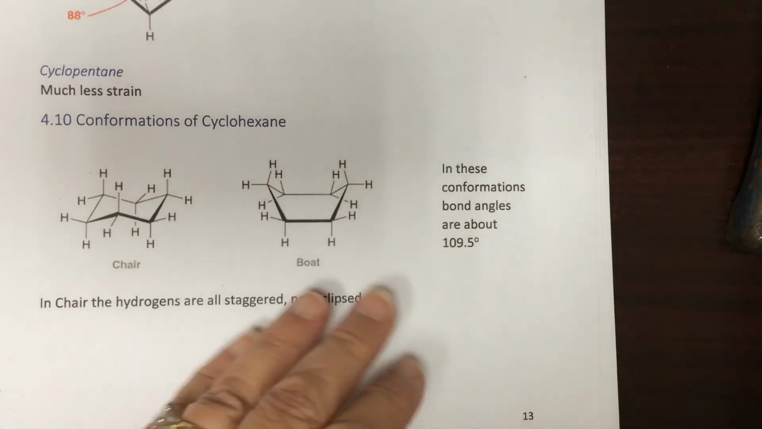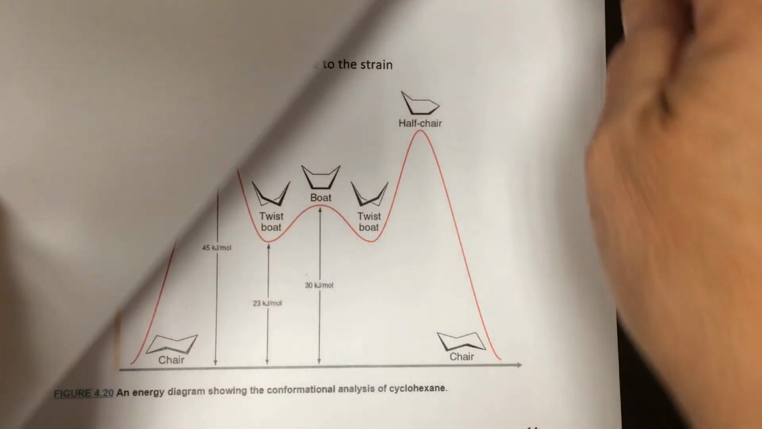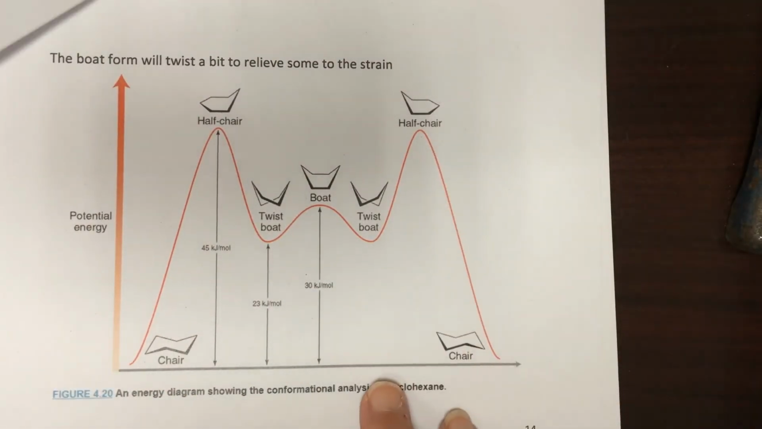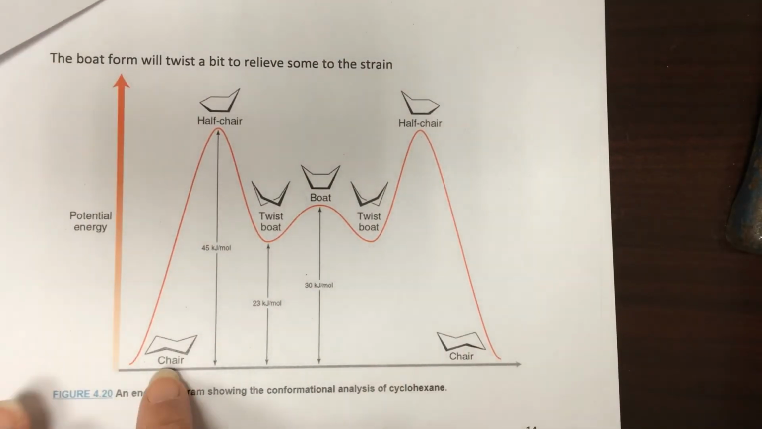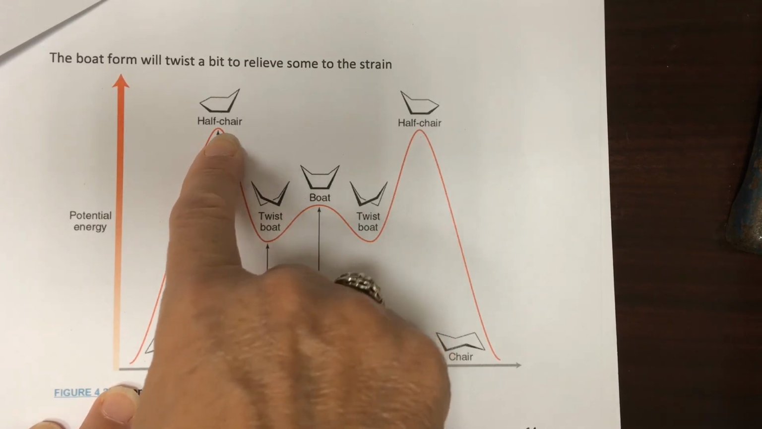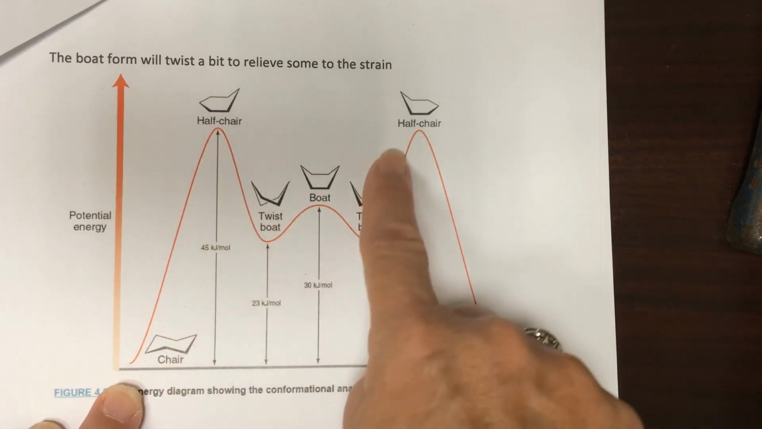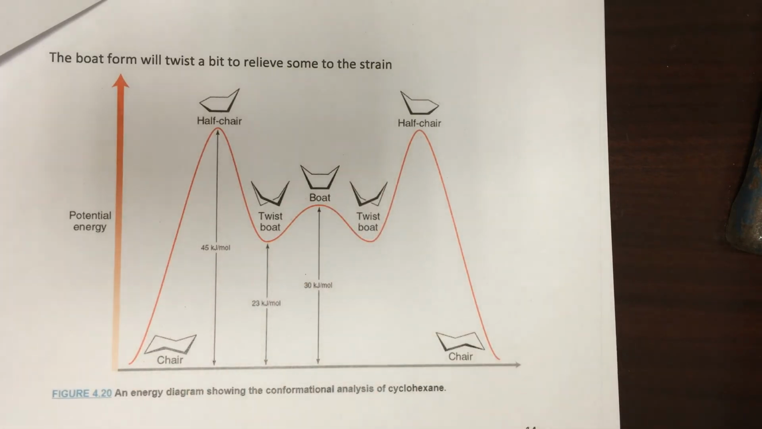We can graph the energy of all these twists and turns. The lowest energy is the chair, because we said that was the most stable. The half chair is the most unstable, with the boat being somewhere in between. So the boat form will twist to relieve the strain, and it'll end up in the chair.